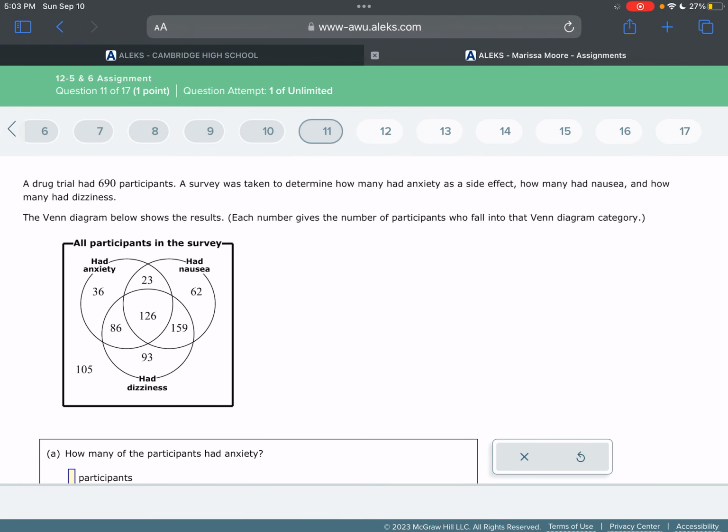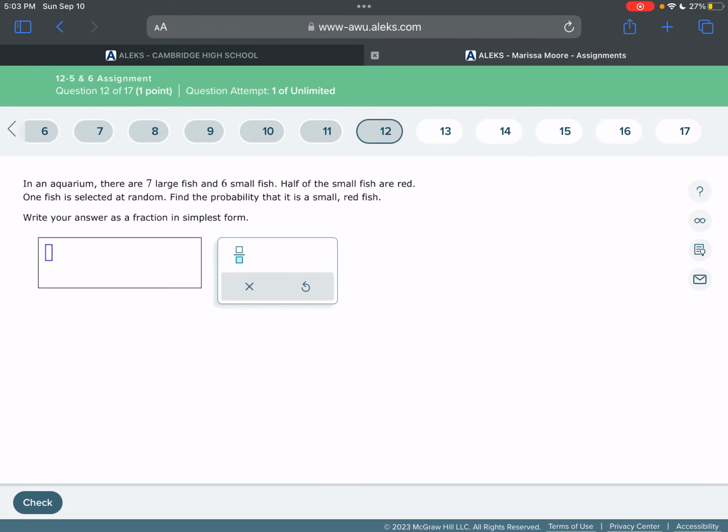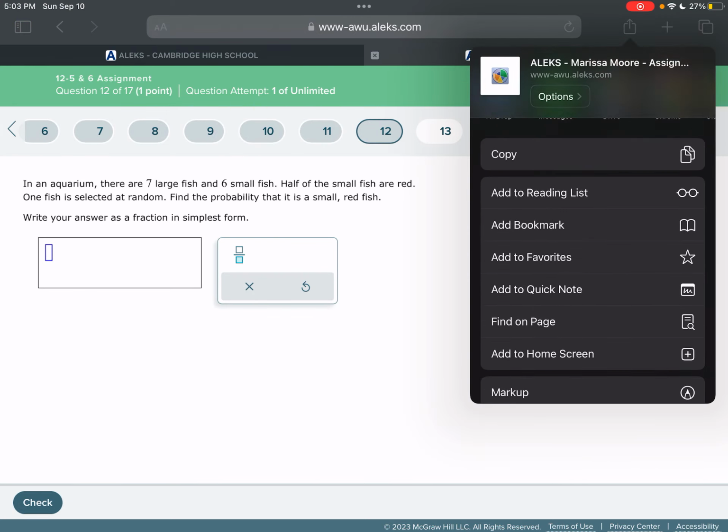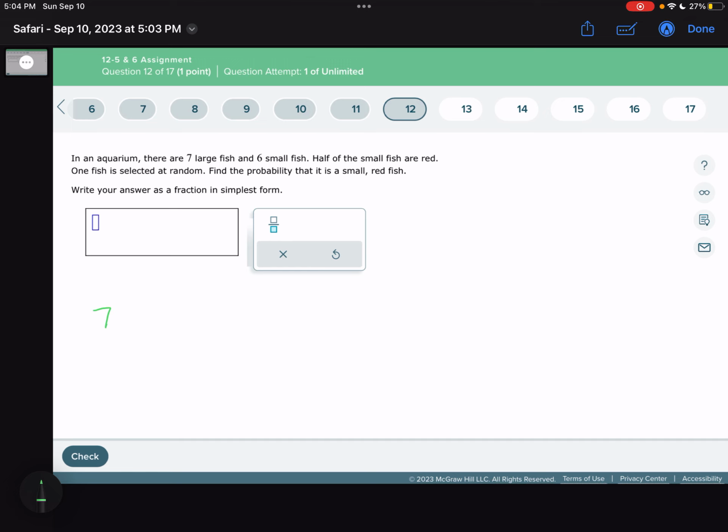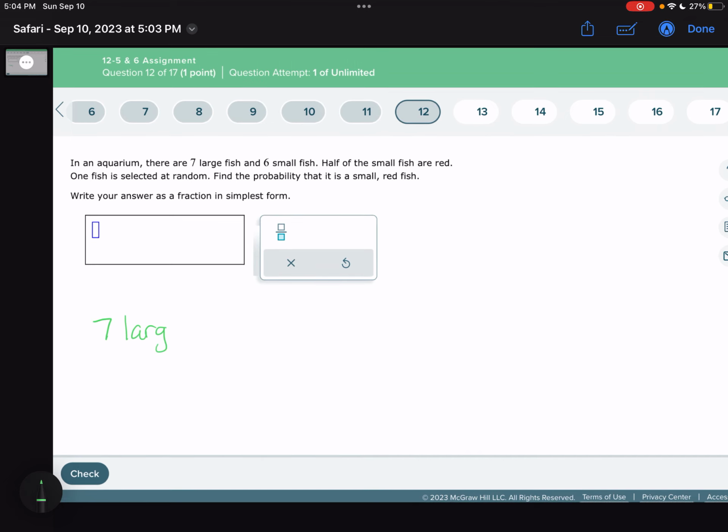Okay, number 12. All right, so in an aquarium, there are 7 large fish and 6 small fish. So I had 7 large, 6 small, and of those 6 small, half of them were red. So 3 red, 3 not red.